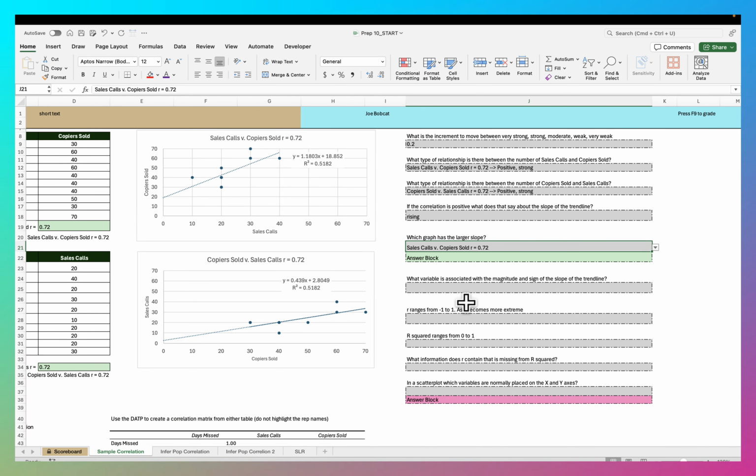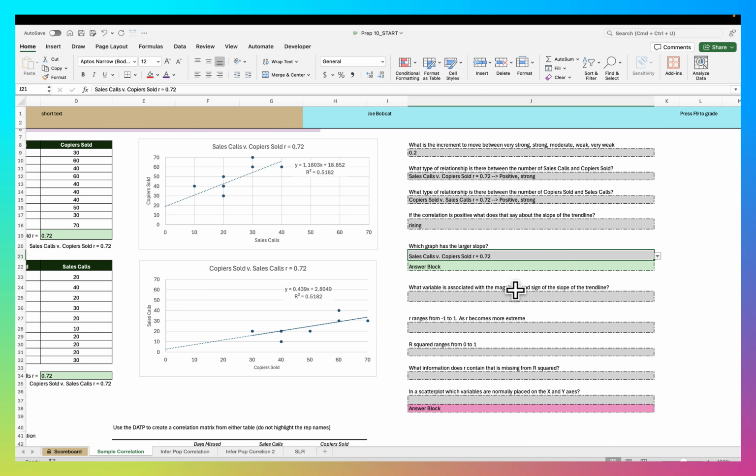Now, second answer block. What variable is associated with the magnitude and sign of the slope of the trend line? So magnitude and sign. All right, so if it's slope, the variable associated with slope is always x, and the coefficient of x will be the magnitude, and then its sign, if it's positive or negative, will also tell you if it's sloping up or sloping down. So the variable would be x.